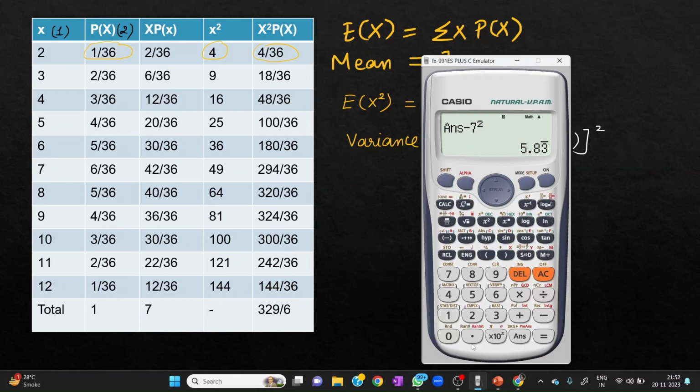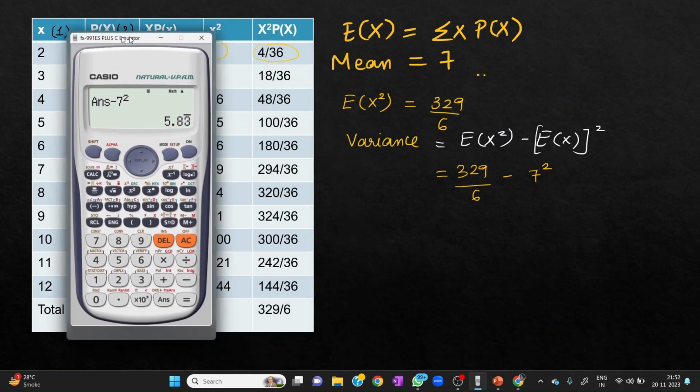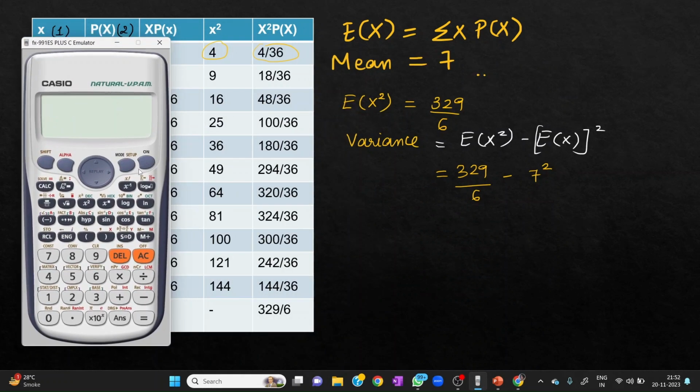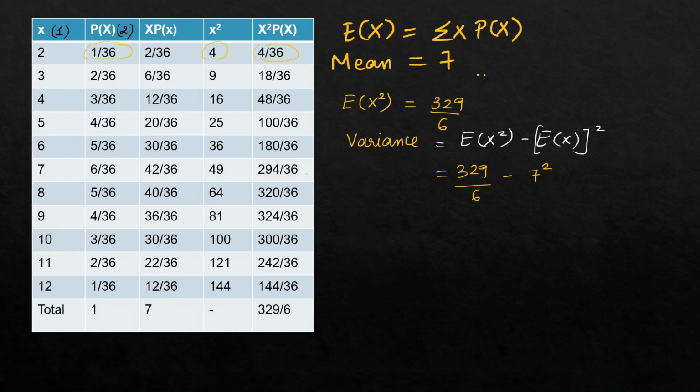Of course, I will be using the calculator here. So let's see the calculator. We are already on computational mode. So you have 329/6 minus 7 square. So that gives me 35/6. If you want, you can write the answer in decimals. You can leave it in fractions, no problem. Okay, 35/6. That was your variance.